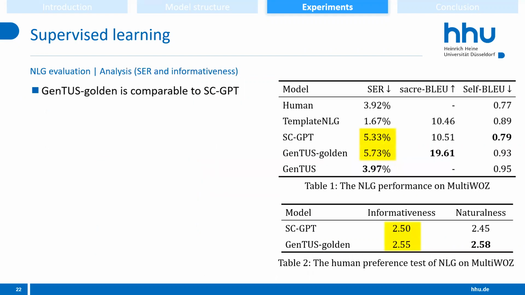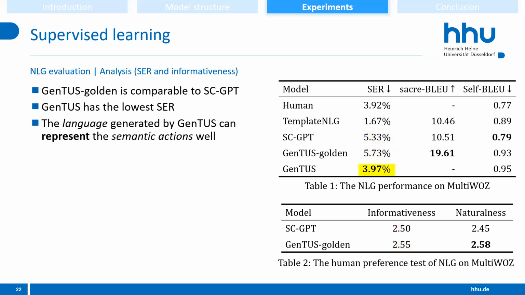Here is the result. Let's take a look at the slot error rate and informativeness. We can find out GenTUS has a comparable result to SCGPT. But when GenTUS generates language based on the semantic action generated by itself, it has the lowest slot error rate, close to human, which means the language generated by GenTUS can represent the semantic actions well.